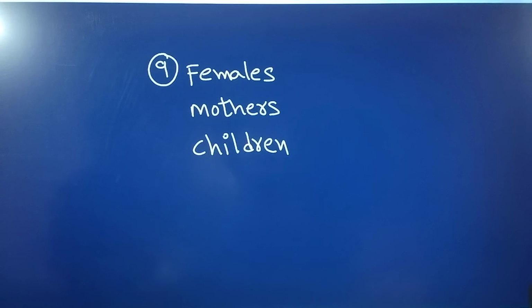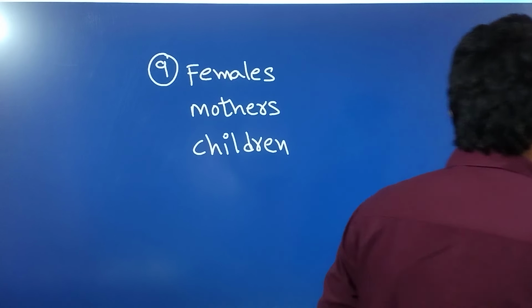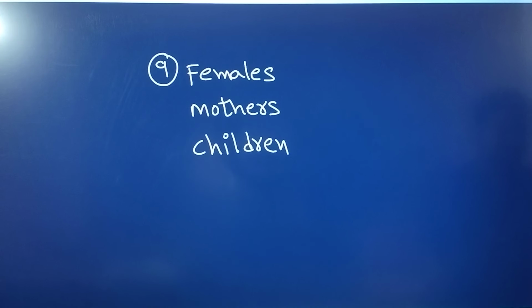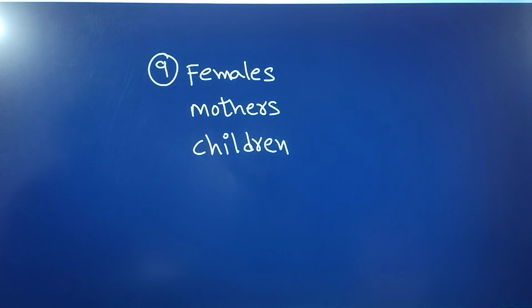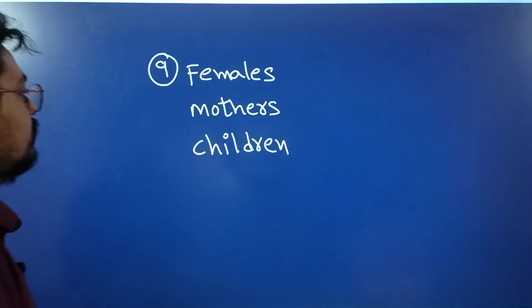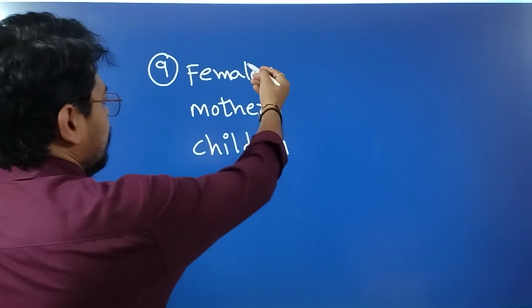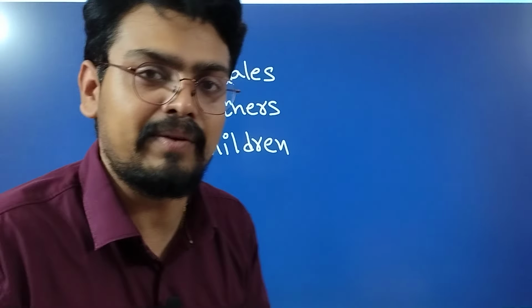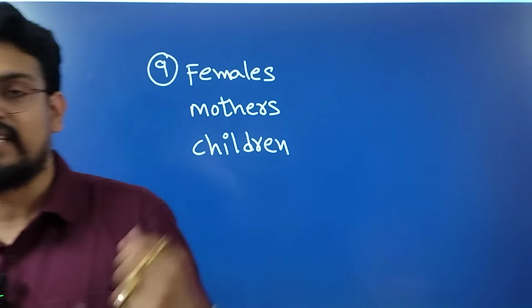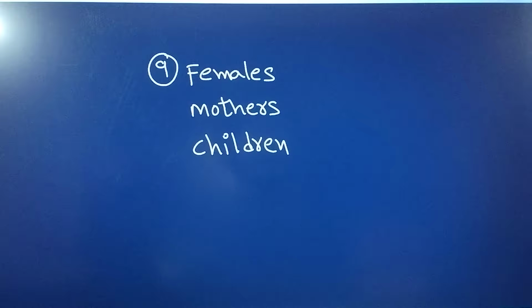Females, mothers and children. One more easy question. Females, mother and children. See, think. It's very clear that all mothers come under females. And what about the children? Do the children come under female or male? Think. Just imagine the diagram in your brain. So what will be the answer?